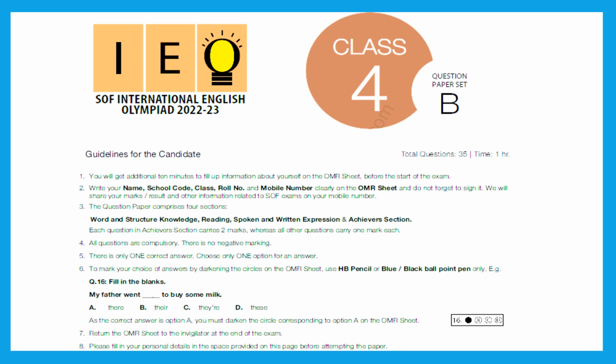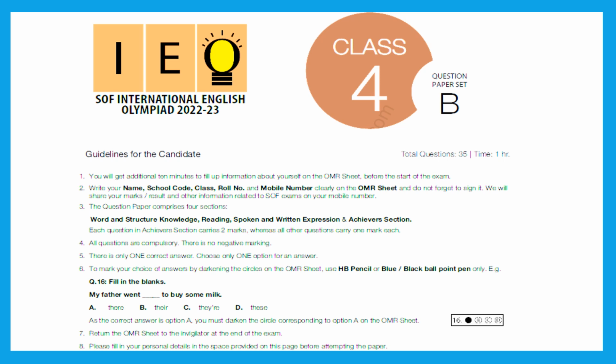The question paper comprises 4 sections: word and structure knowledge, reading, spoken and written expression, and achiever section. Each question in achiever section carries 2 marks, whereas all other questions carry 1 mark each. All questions are compulsory. There is no negative marking. There is only one correct answer. Choose only one option for an answer.